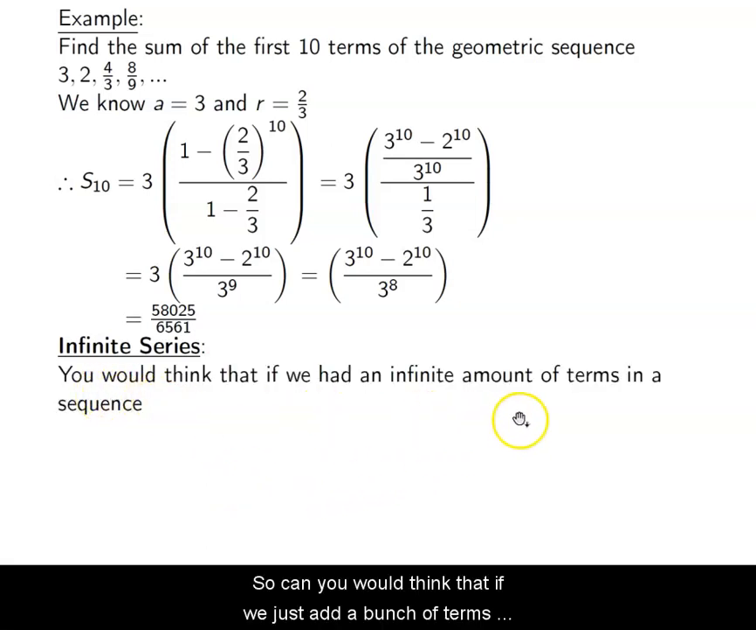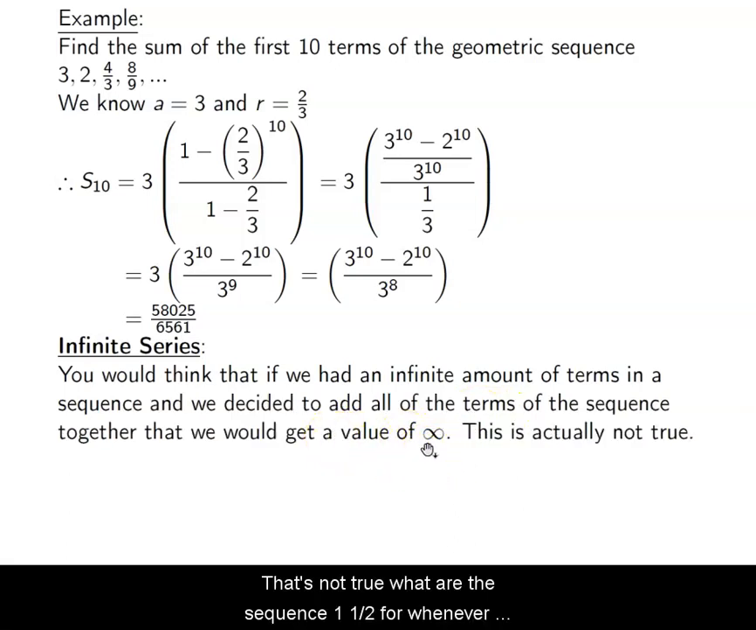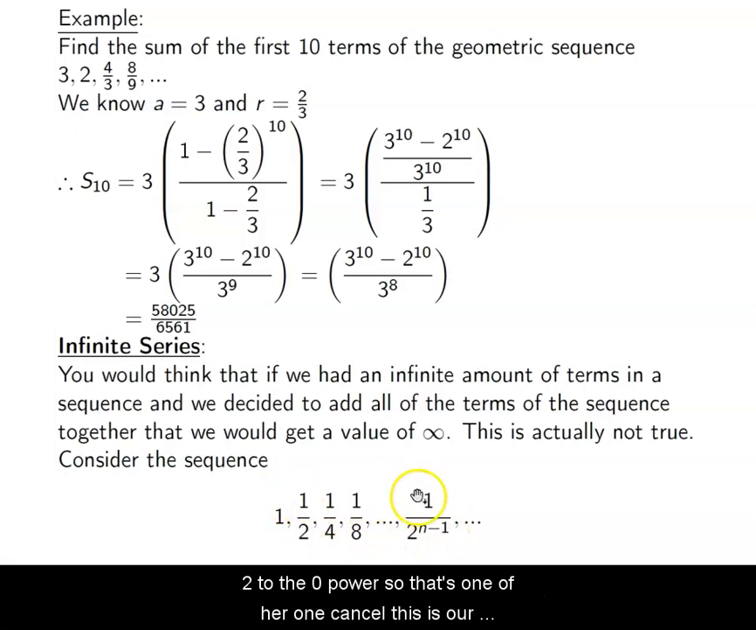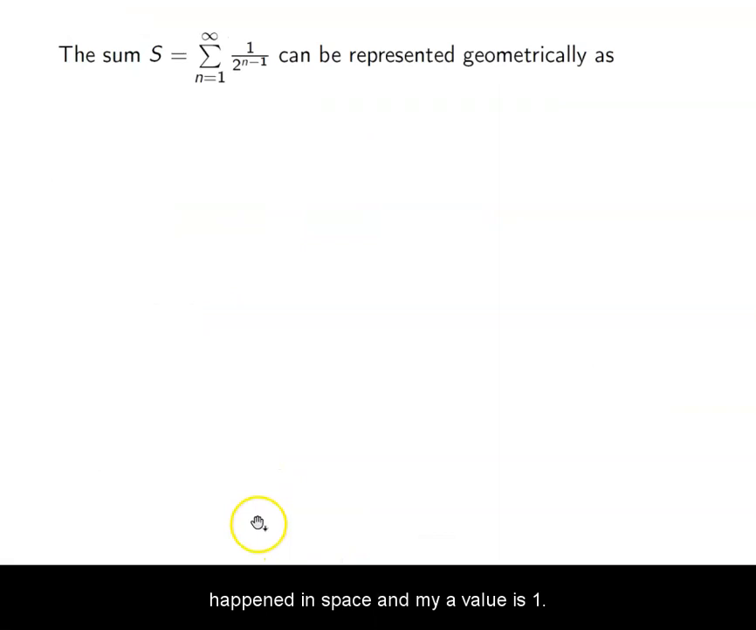So again, you would think that if we just add a bunch of terms together forever and ever and ever, that we would go to infinity, right? But that's not true. Consider the sequence 1, 1/2, 1/4, 1/8, etc., to 1 over 2 to the n minus 1, right? So when we have 1 here, we have 2 to the 0 power, so that's 1 over 1. Okay, so this is our sequence. So each time I'm multiplying by 1/2, right? So r is 1/2 in this case, and my a value is 1.